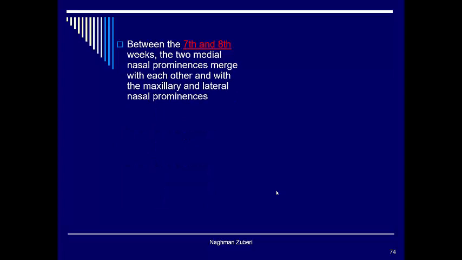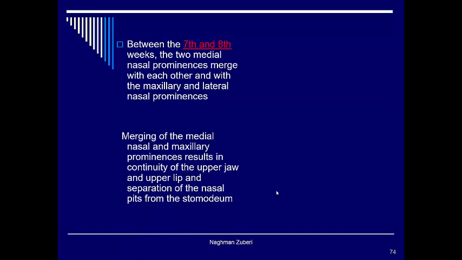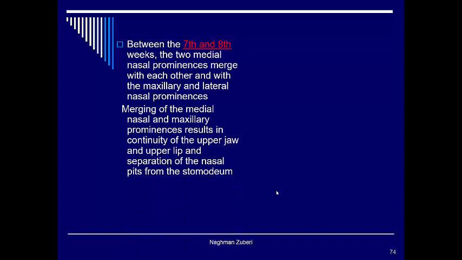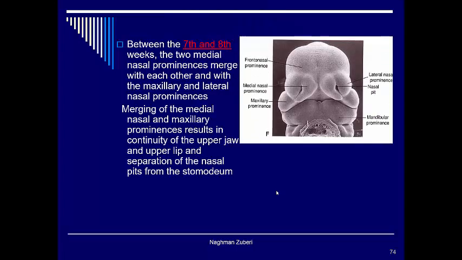Between the 7th and 8th weeks, the two medial nasal prominences merge with each other and with the maxillary and lateral nasal prominences. Merging of the medial nasal and maxillary prominences results in the continuity of the upper jaw and the upper lip and separation of the nasal pits from the stomodium. Hence, the premaxilla is formed.